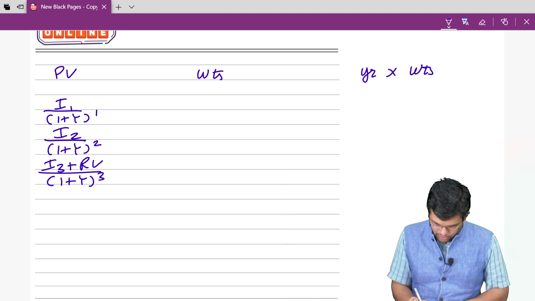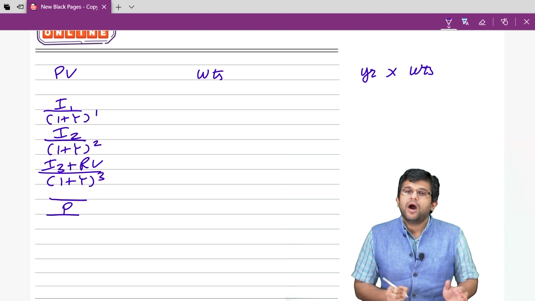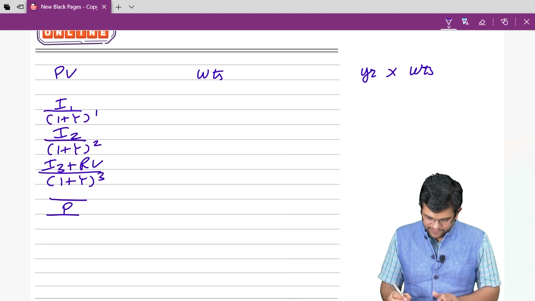Everybody clear? And the total, children, obviously is the price. Now, how do I calculate weights, children? Any idea? How should I calculate weights? Very simple.